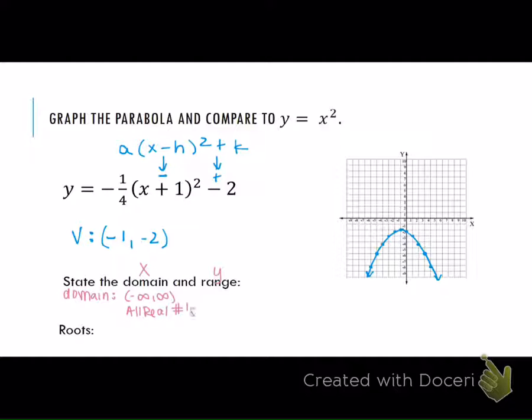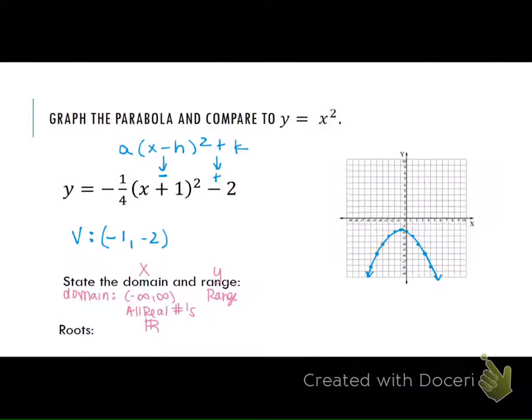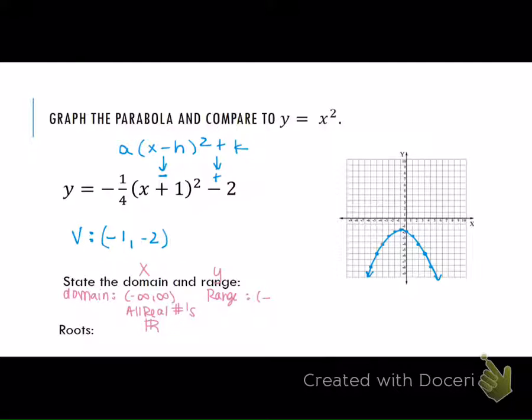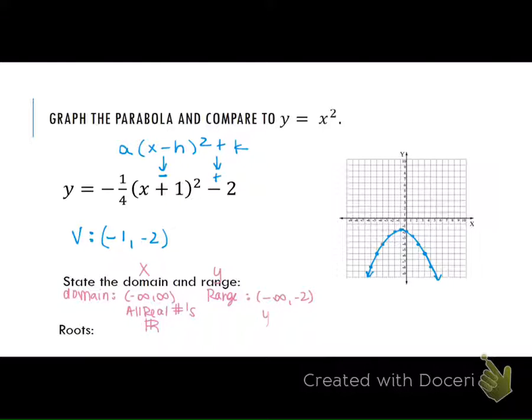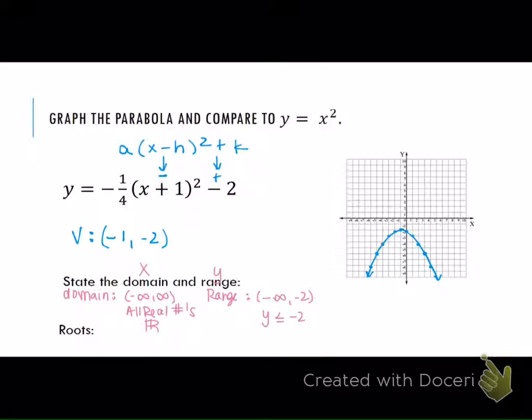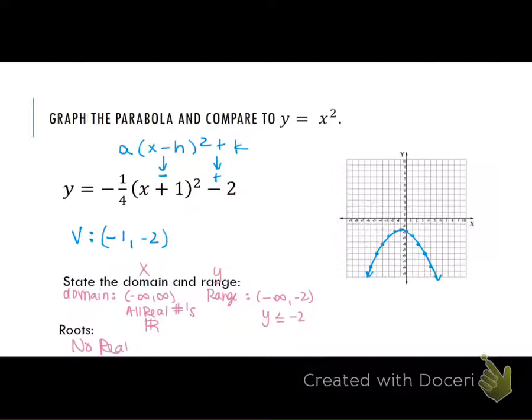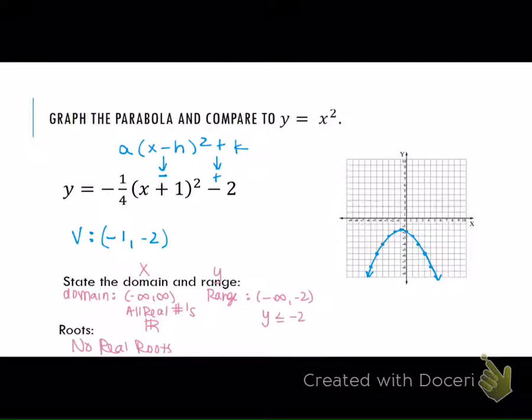Is it the R with the dash in it? This one, yes. The range. Will we ever hit these values up here? What's the first y value we hit? -2. Will it go down forever? Yes. So that is negative infinity to -2, which is the same thing as y is less than or equal to -2. Will we ever cross the x-axis? So we have no real roots or imaginary roots.